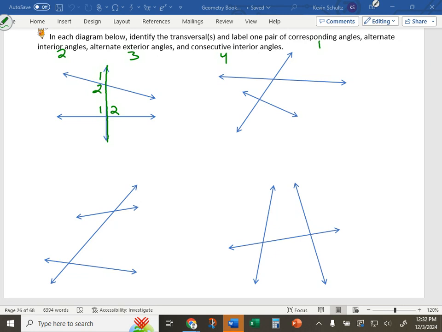The 3 alternate exterior, maybe you put your 3 here and your 3 here. Exterior, outside the parallel lines, alternate, opposite sides. And then for consecutive interior, okay, this time they're inside the lines again, on the same side of the transversal. You can put a 4 here. Luke is worried about the 2 and the 4 there. Maybe a comma might be a punctuation that you could use there. Okay? But there we have them all labeled.